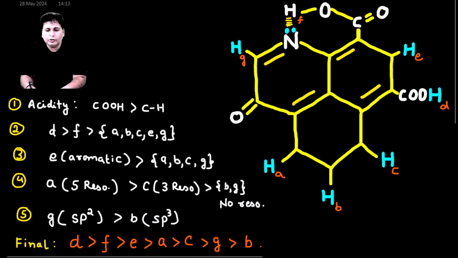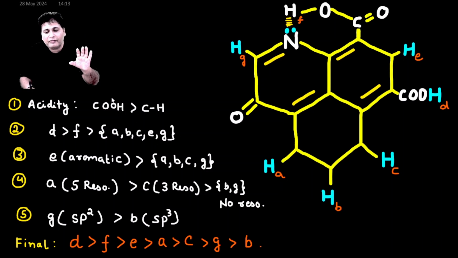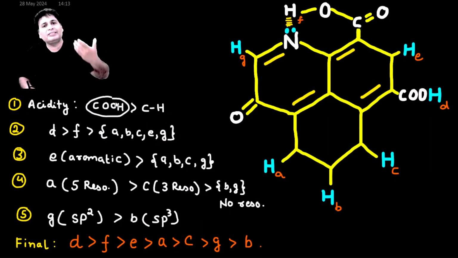Now first thing you should remember, carboxylic acid. This is a functional group which, as you can understand by the name, has high acidic power. Its name is carboxylic group. This is the carboxylic acid group.